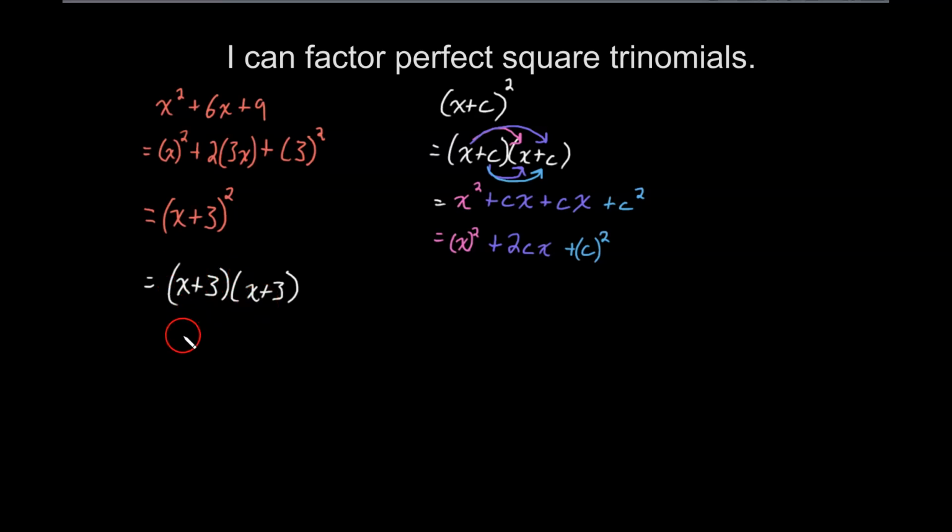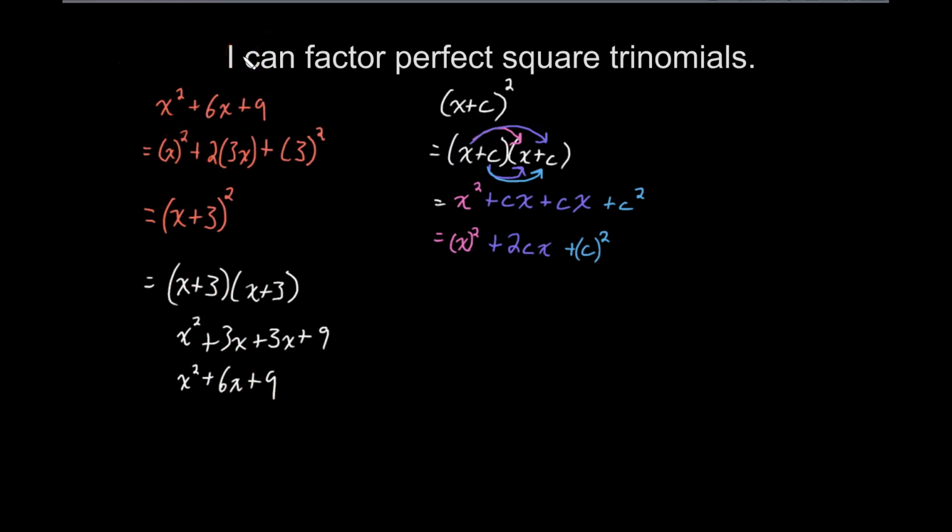just to prove that this is factored out correctly. So we get x times x, that'd be x squared, plus x times 3, so plus 3x, plus 3x, plus 9. And that would give us x squared plus 6x, combining like terms there, plus 9, which is the original trinomial we started with. So this right here is factored out as a perfect square.